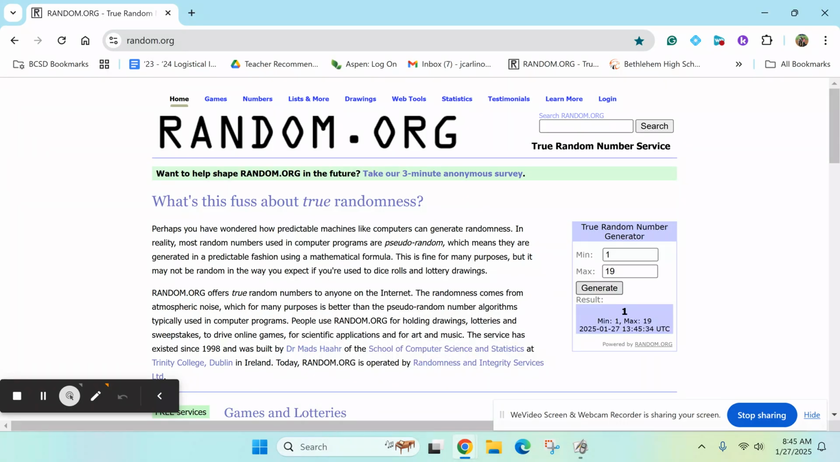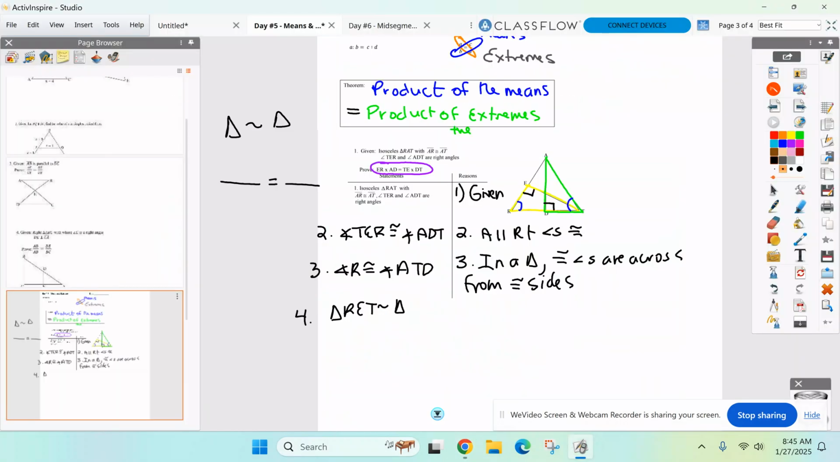RET, and we're going, there we go, Rowan, RET, and TDA. Looks good to me. All right, I got angle now.